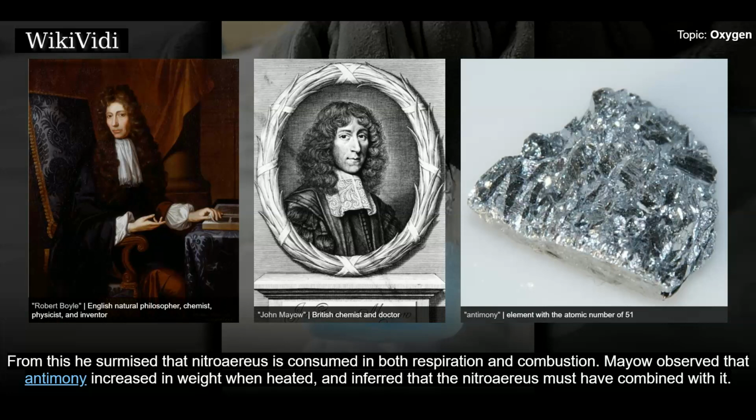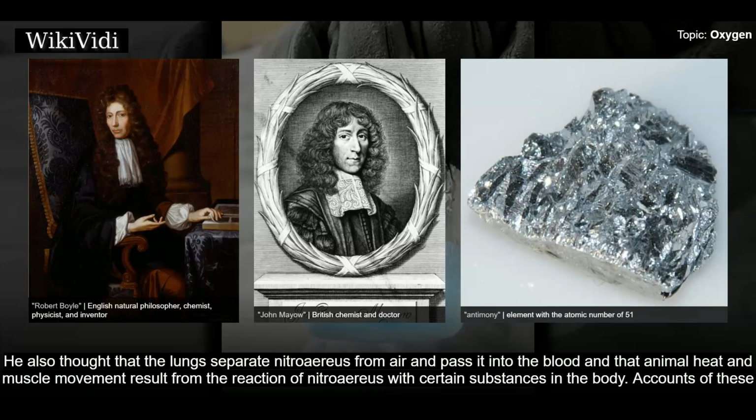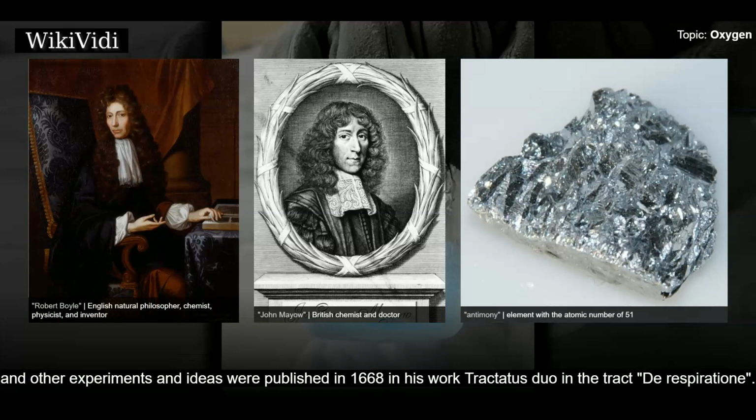Mayow observed that antimony increased in weight when heated, and inferred that the nitroaereus must have combined with it. He also thought that the lungs separate nitroaereus from air and pass it into the blood, and that animal heat and muscle movement result from the reaction of nitroaereus with certain substances in the body. Accounts of these and other experiments and ideas were published in 1668 in his work Tractatus Duo in the tract De Respiratione.